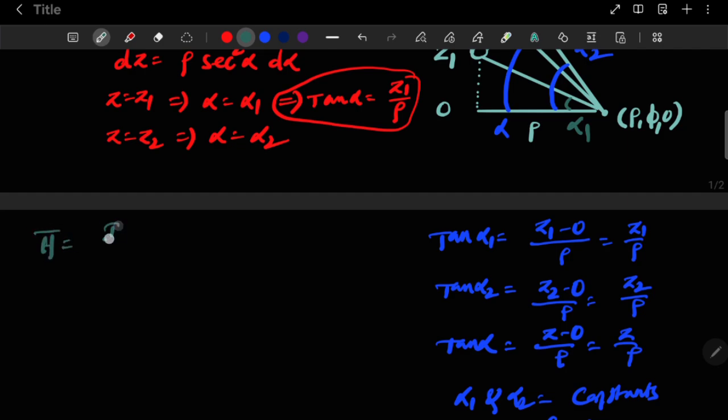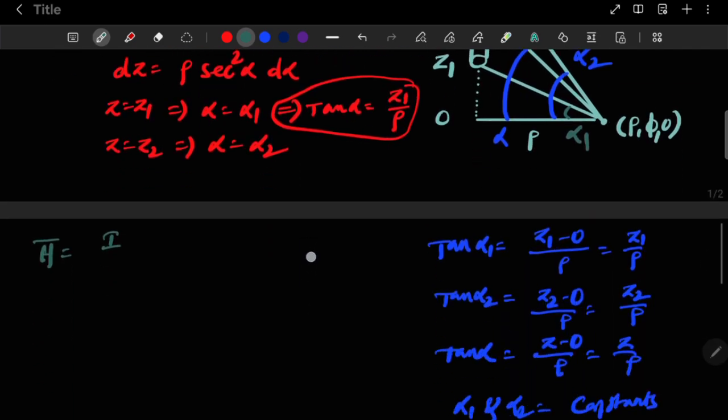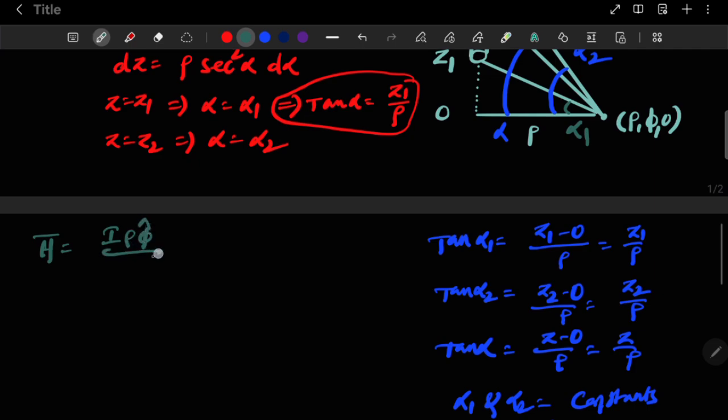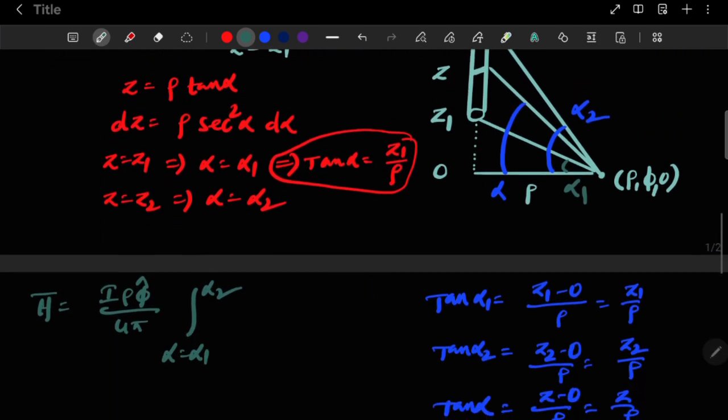H bar is equal to I rho phi cap by 4 pi, then integral alpha is equal to alpha 1 to alpha 2. And what is there here? dz. dz is nothing but rho secant square alpha d alpha by rho square plus z square. So z square means you can write rho square tan square. So rho square if you take common and power 3 by 2 is there, rho cube you will get, 1 plus tan square is secant square, and 1 by 2 will be cancelled. So that secant cube alpha you will get.